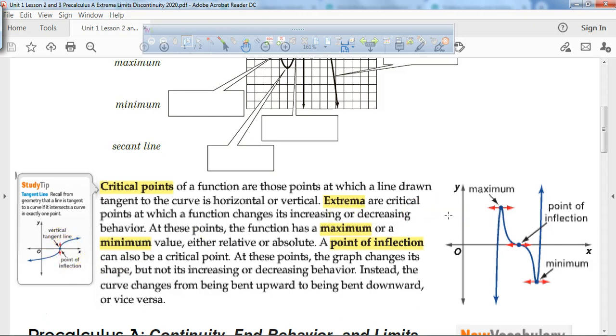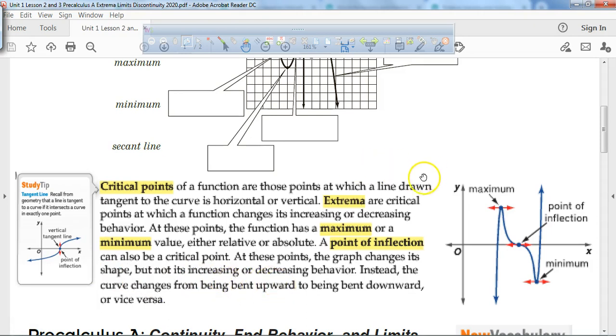Understand that those are called critical points. So your maximums and your minimums, your points of inflection, are all considered critical points in the graph. Now a point of inflection is kind of different because notice this graph does not change. It's not a turning point, it's just a critical point because it does not change from going down to up. It just changes the way it looks. So it changes its shape, but not whether it's increasing or decreasing.